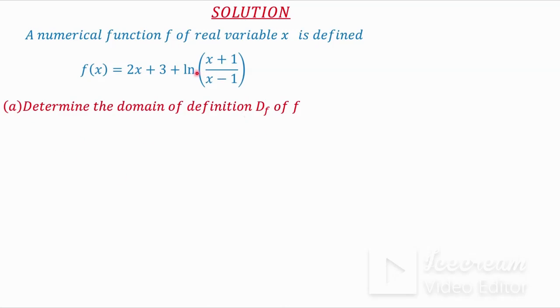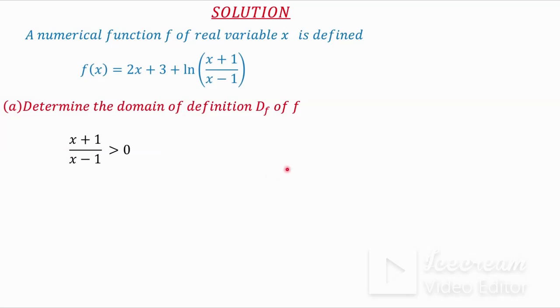So we know that for this function f of x to exist, what is inside the ln function, that is (x plus 1) divided by (x minus 1), must be strictly greater than 0. And also the denominator, that is x minus 1, must be different from 0. First of all, let us solve this inequality and find the values of x which satisfy it.